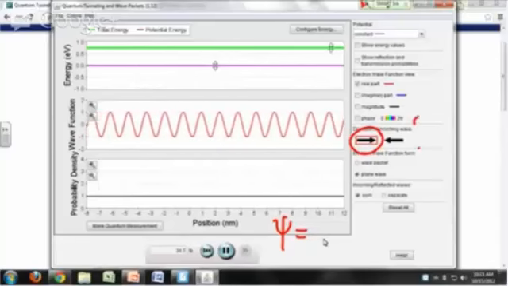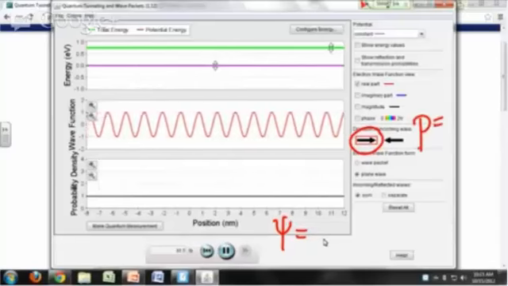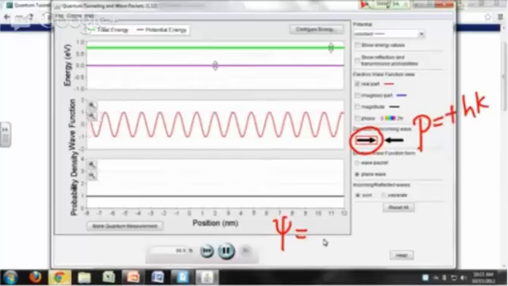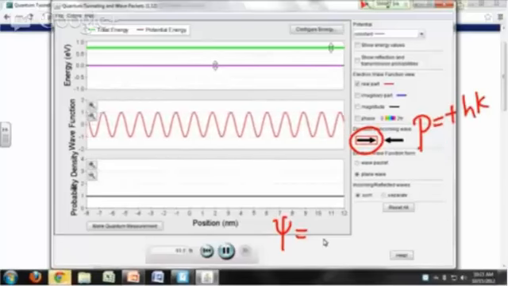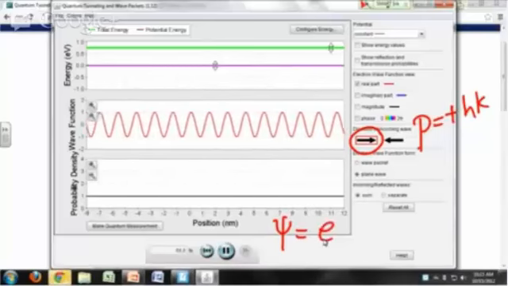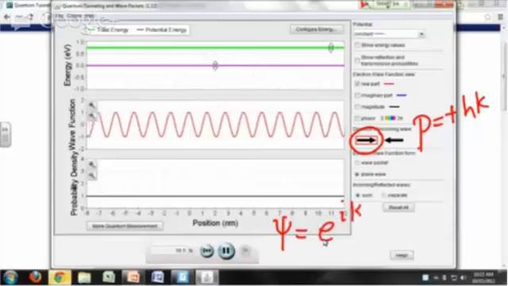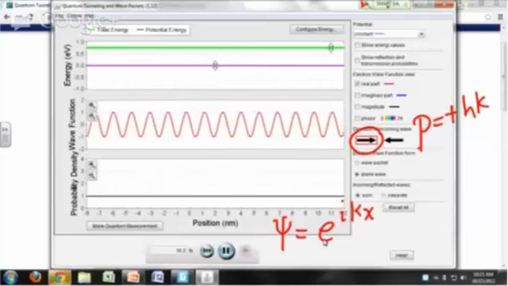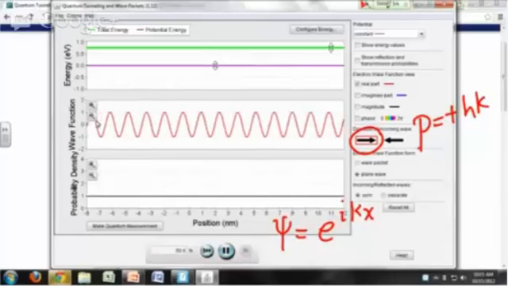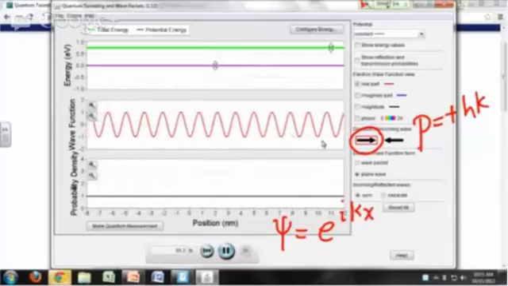So what's my momentum here? Positive h bar k, right? So that means psi must be equal to e to the i k x, positive. Okay. You can see your wave is moving to the right.